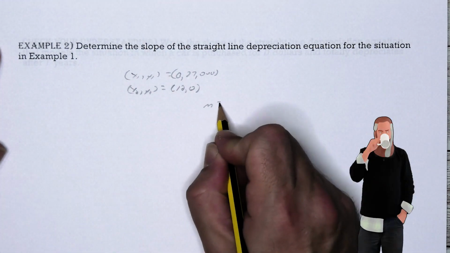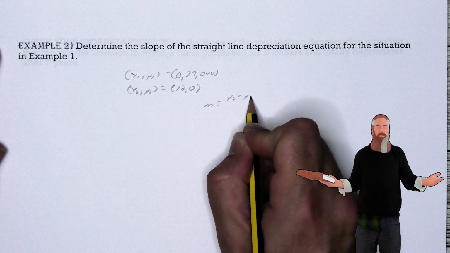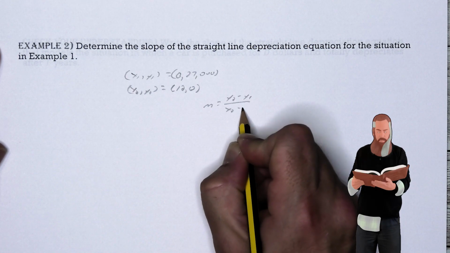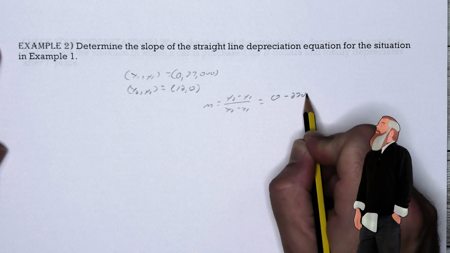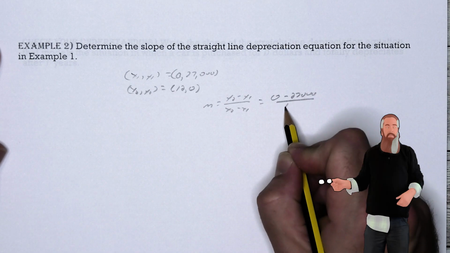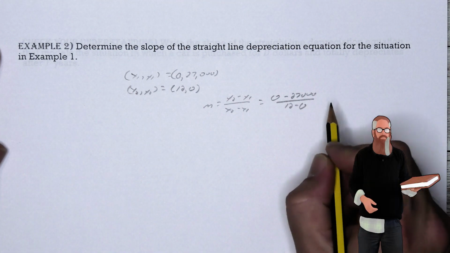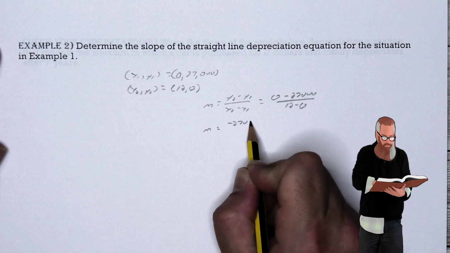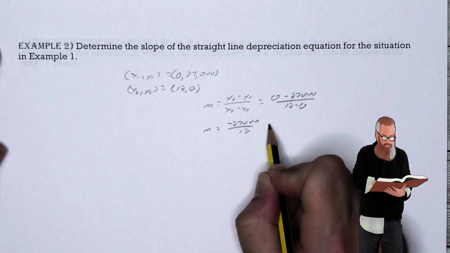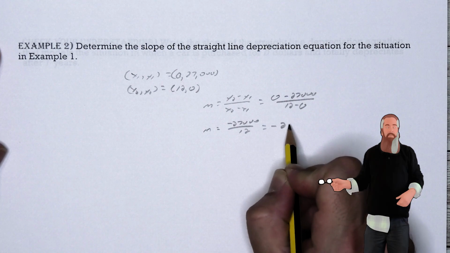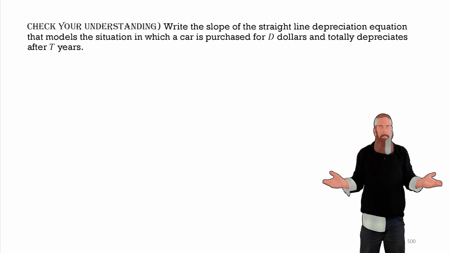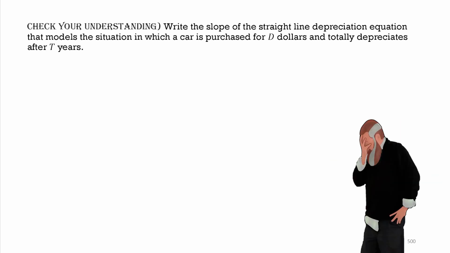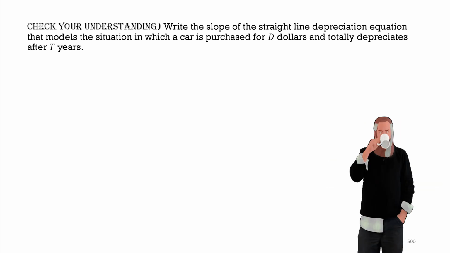So if the slope m is equal to (y2 minus y1) over (x2 minus x1), then we get (0 minus 27,000) divided by (12 minus 0), which would give us negative 27,000 divided by 12, which is equal to negative 2,250.